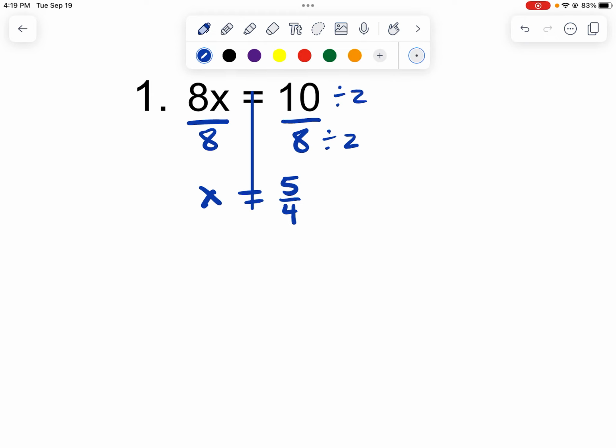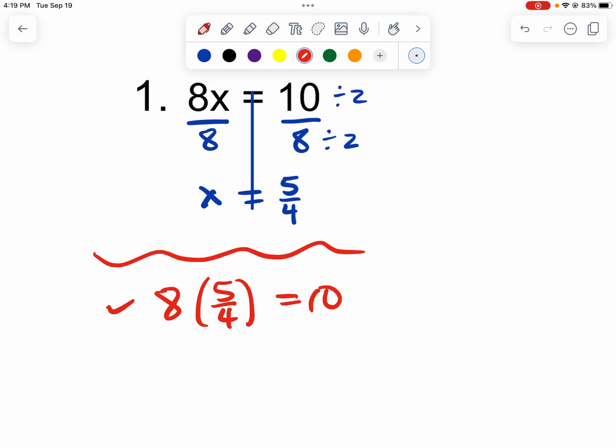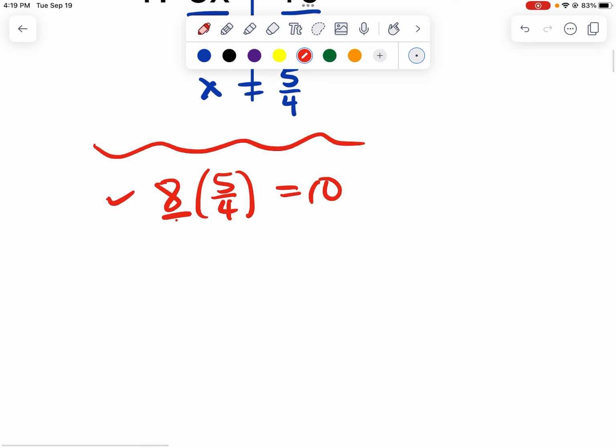I plug that back in. 8 times 5 over 4 equals 10. Remember, 8 is 8 over 1, so that would get 40 over 4 equals 10, and 10 does equal 10.